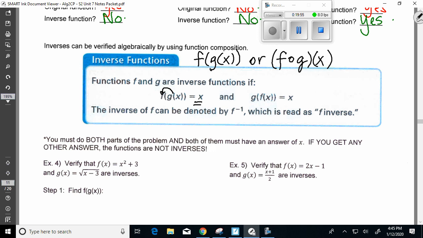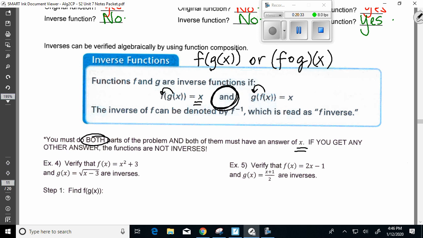And, this is important, I should be able to do it the other way around and it still works. Take one, plug it into another, get back an answer of x, switch the functions around and do it again, and still get back an answer of x. Both of them must work. You must do both parts of the problem, and both of them must give you an answer of x. If you get any other answer, the functions are not inverses, point blank and period.